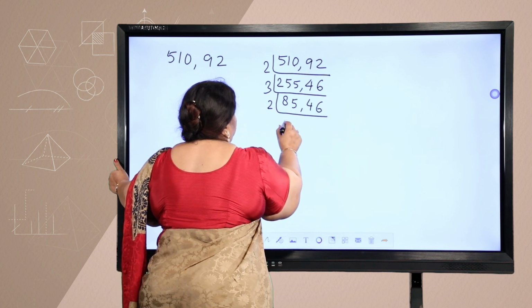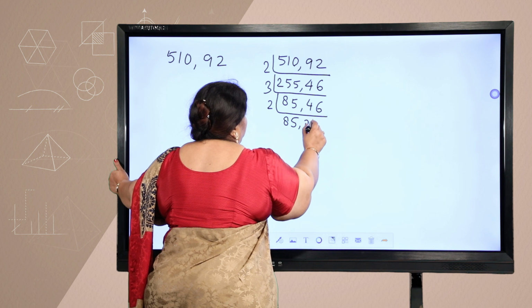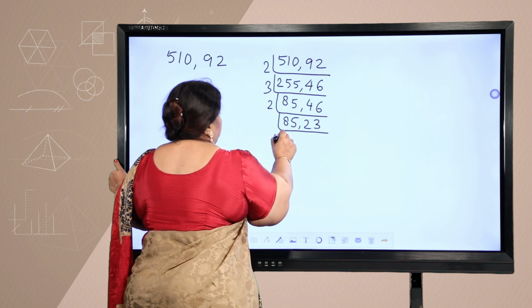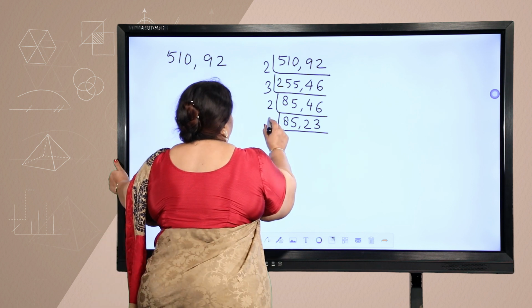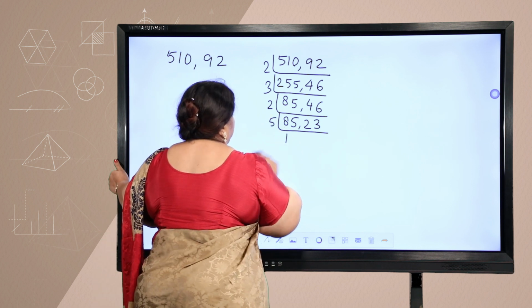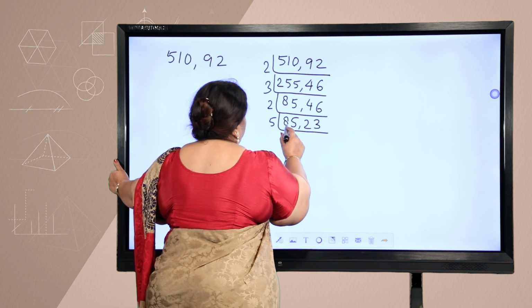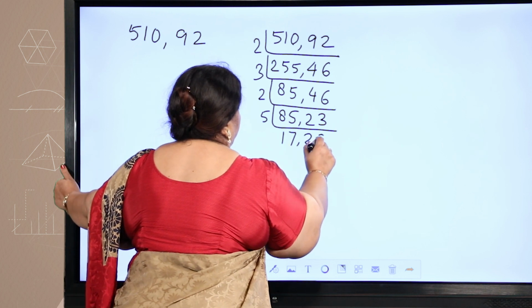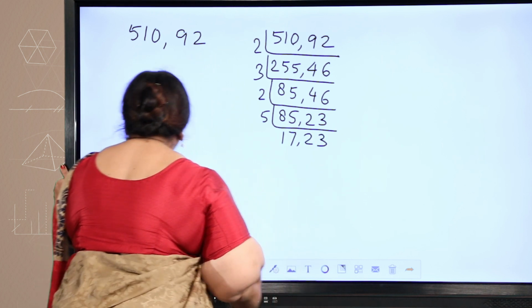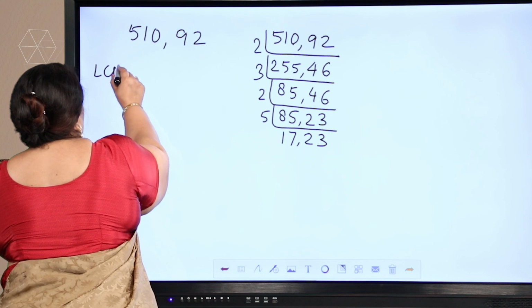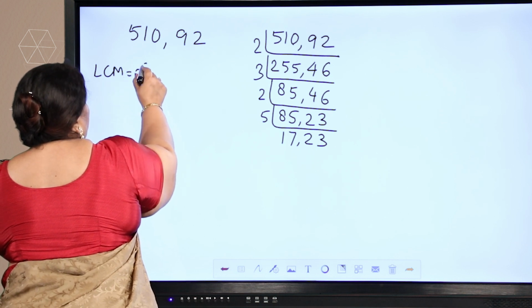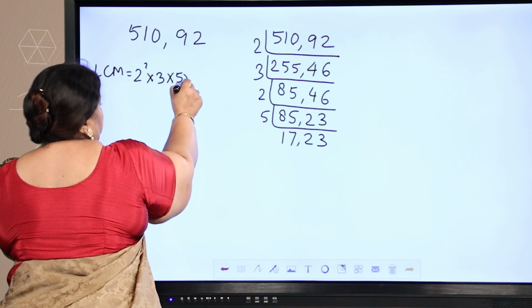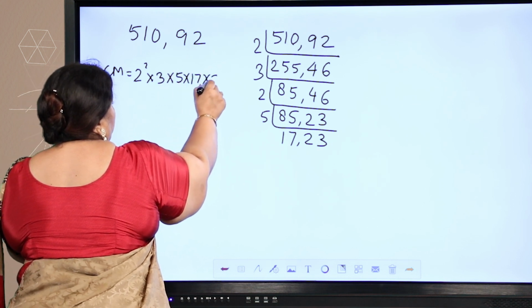Let me try with 2 again, 2 2s are 4, 2 3s are 6. With 5, 5 1s are 5 and 5 7s are. Okay. So, the LCM here is 2 into 2 and 3 into 5 into 17 into 23.